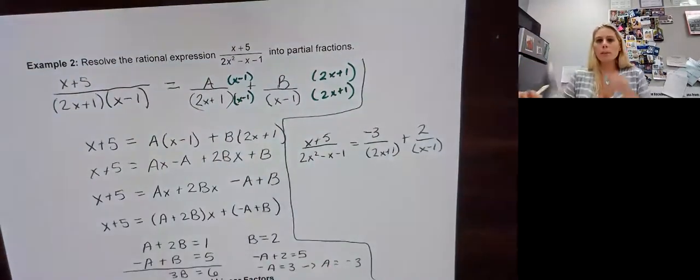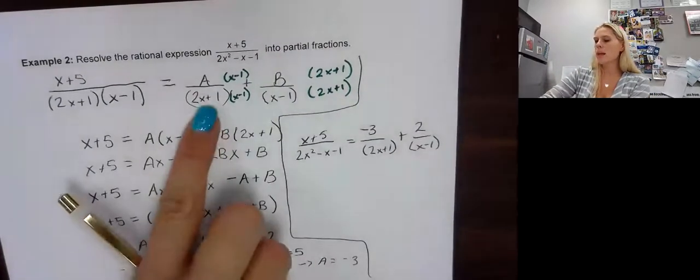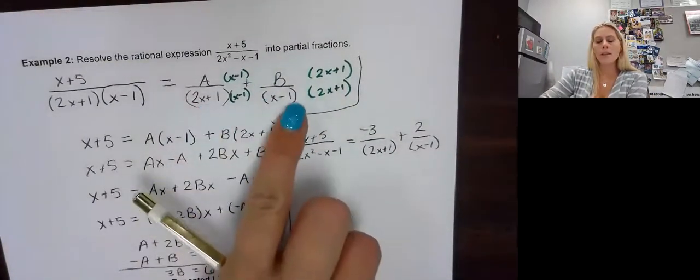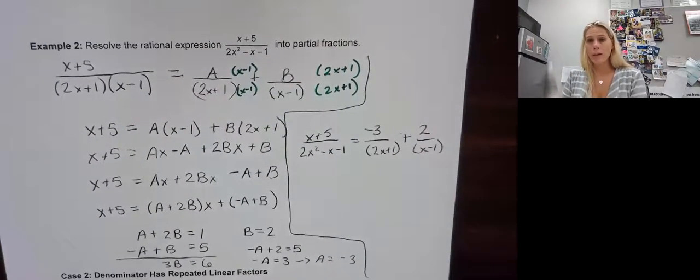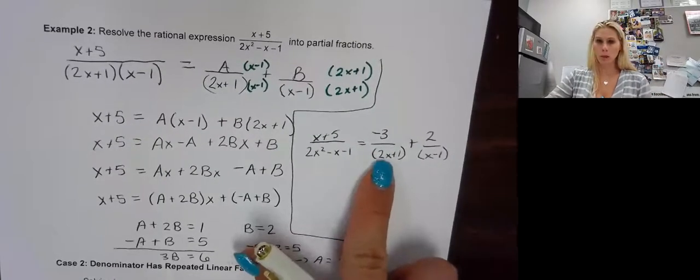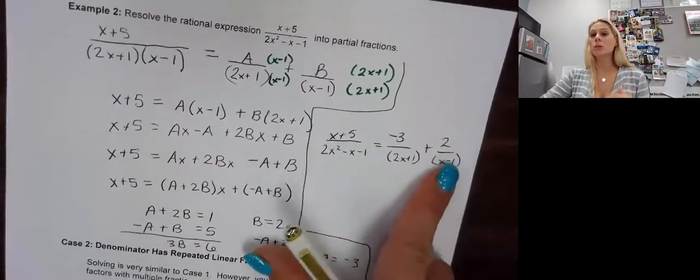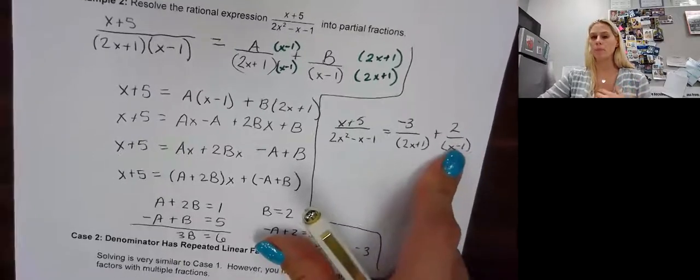Now, some of you might be thinking, what if I split this and I put the x minus 1 over here and the 2x plus 1 over here? Well, if you did, the negative 3 will still be on top of the 2x plus 1. The 2 will still be on top of the x minus 1.